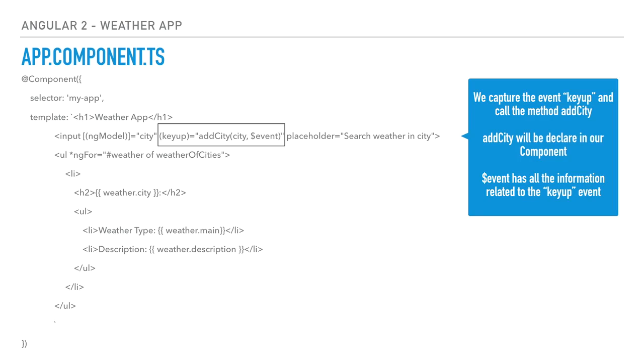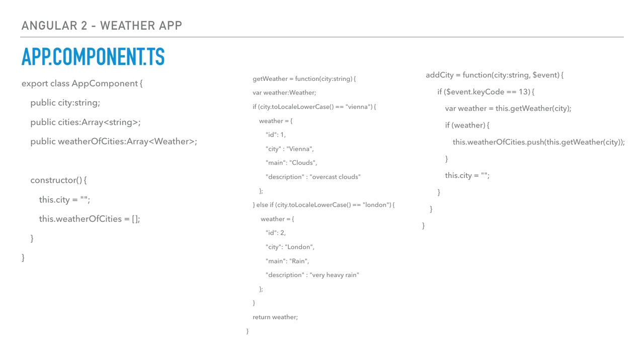Then we have the array of weather of cities, and in every iteration, using the structural directive ngFor, if you remember the asterisk ngFor, we create a local variable that is going to be named weather, and then we display weather.city, weather.main, and so on. This is how the final code is going to look.